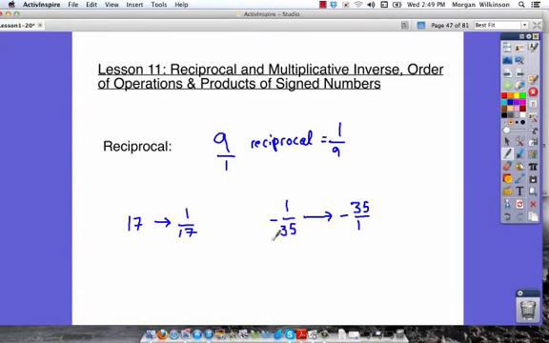Now, multiplicative inverse, that's a fancy word. Multiplicative inverse is the exact same thing as the reciprocal. So if I asked you to find the multiplicative inverse of negative 7,231 over 17, you would have a quick answer for me. You'd say, Mr. Wilkinson, the multiplicative inverse of negative 7,231 over 17 is going to be negative 17 over 7,231, and you'd be correct.